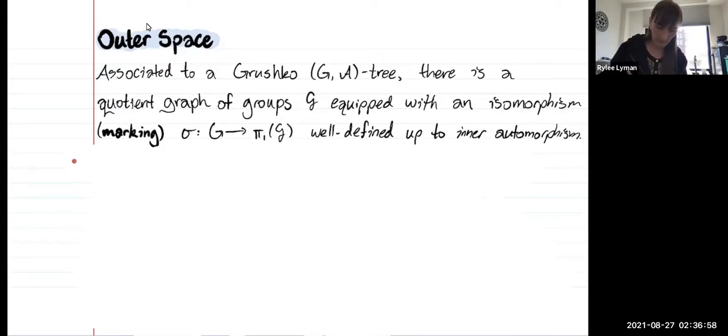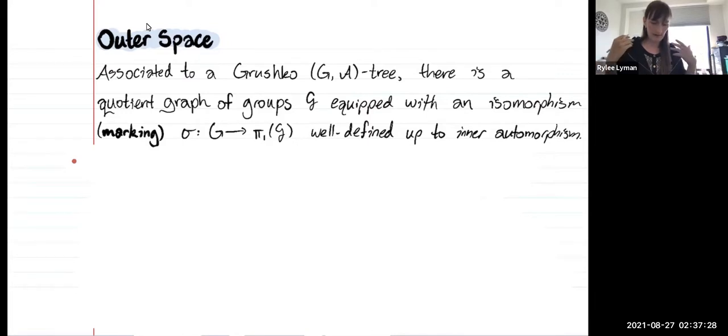So our graph of groups, script G, comes equipped with a marking. What that is, is an isomorphism from our fixed group G to the fundamental group of this graph of groups. And this isomorphism is well-defined up to inner automorphism. Basically, because I don't want to pick base points in my graph of groups, I just want to let that move around. That should be fine with me. Great.